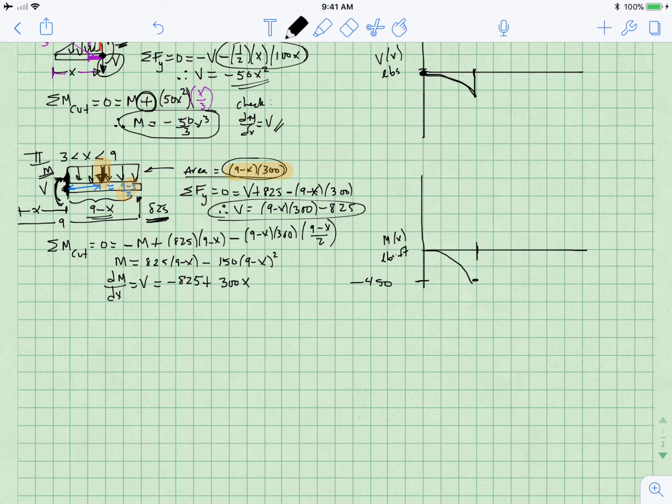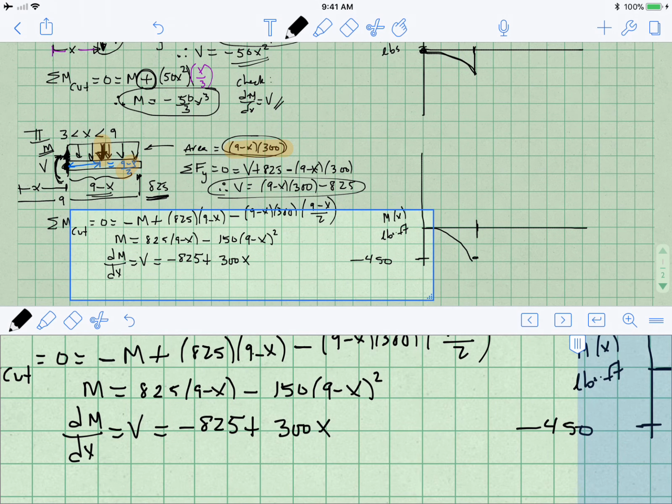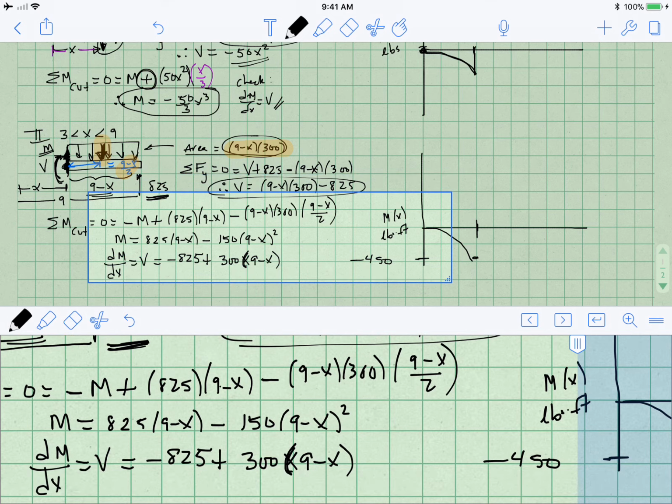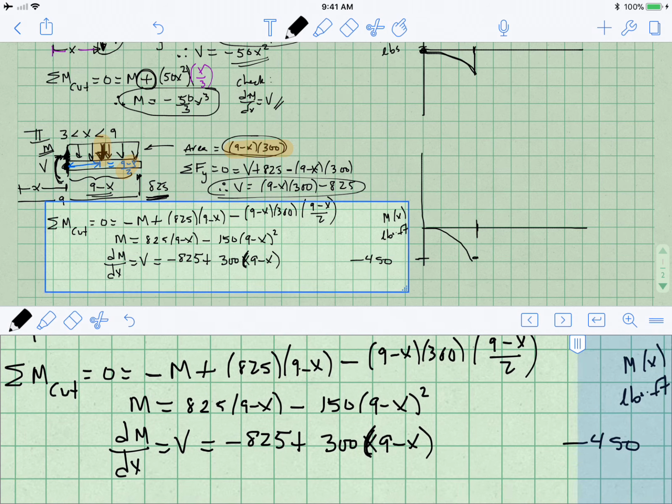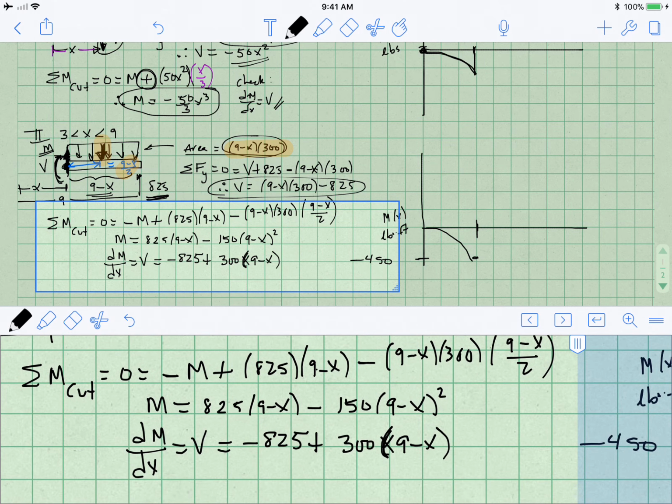dm dx is 300x times 9 minus x. Yep, you know what, I'd forgotten here. Right here, I have 300 times 9 minus x to the first power. That's what I get here. And now it matches. There we go. All right, so always stop yourself. If they're not exactly matching, stop yourself and convince yourself that either you have a mistake or that you don't have a mistake, but do take the time to kind of sort that stuff out.